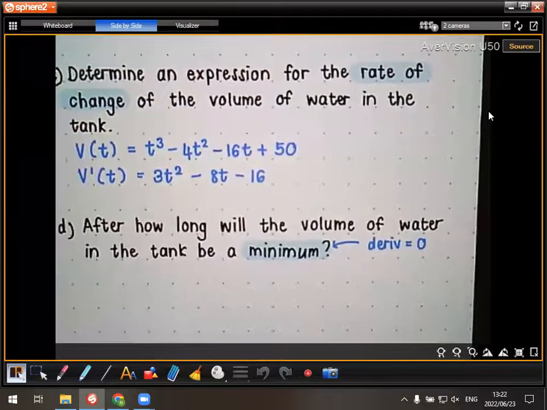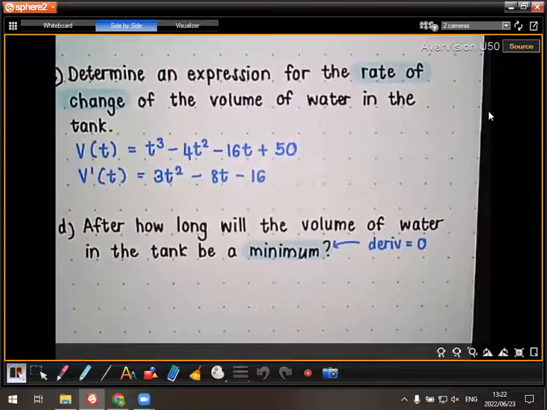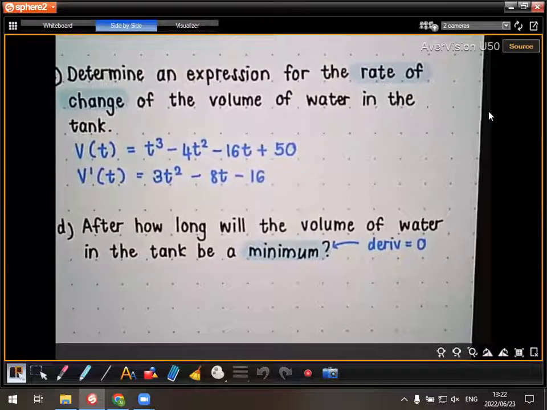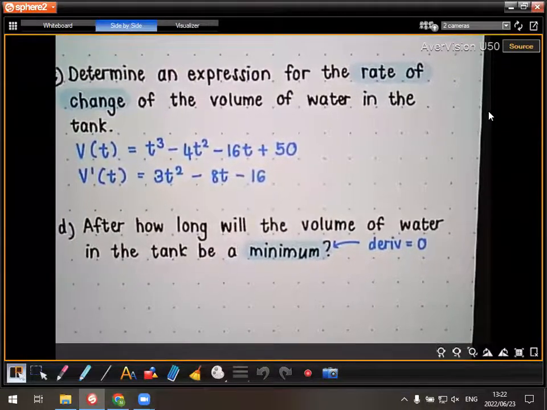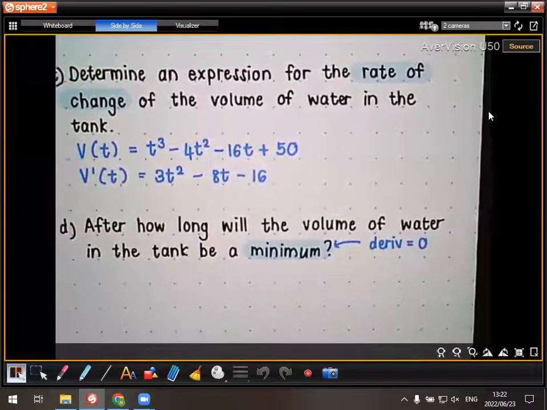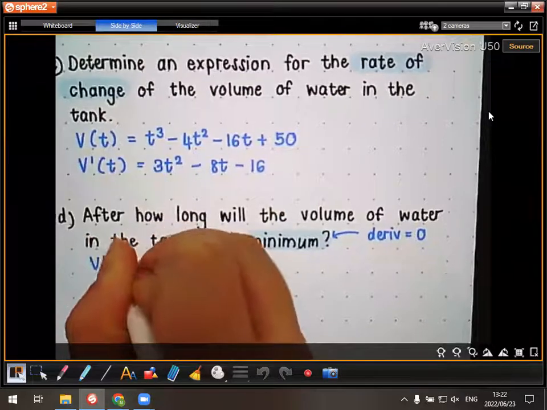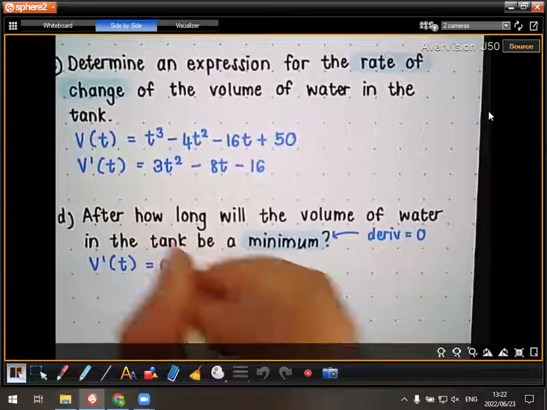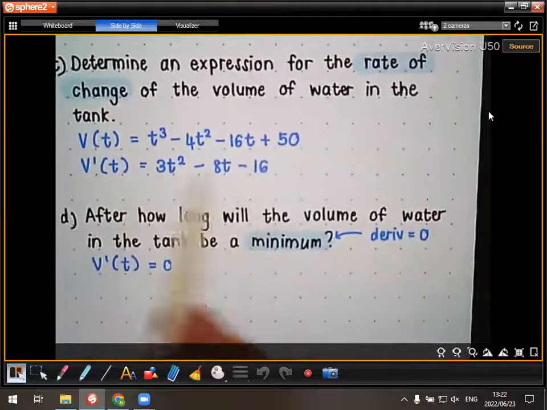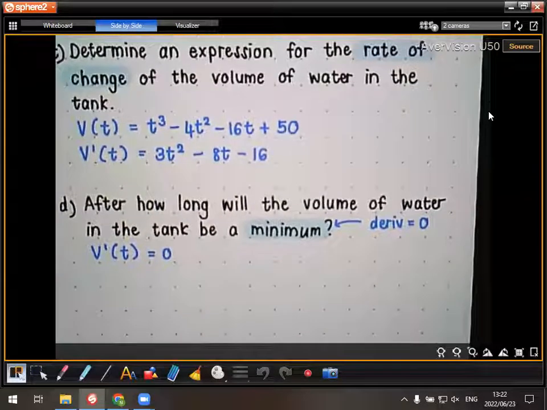The derivative of what? What are they asking us here? They're asking for the volume to be a minimum, and then they want us to know after how long. So we're going to have to solve for t. We're going to have to find how many minutes. All right, so we're going to have to say V'(t) must be equal to 0. So this equation, okay?